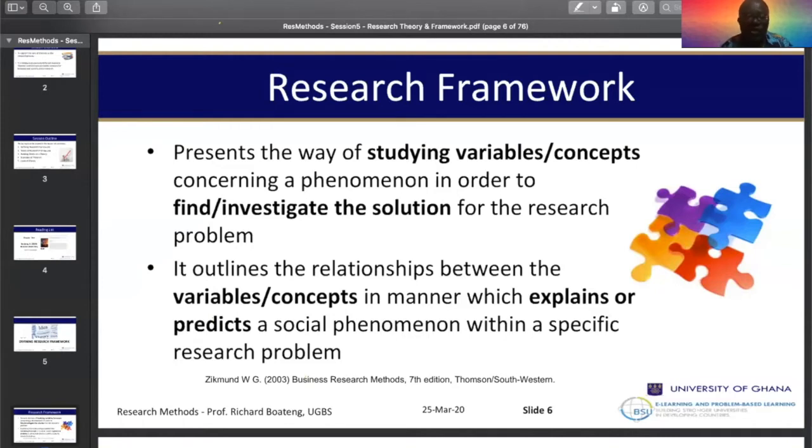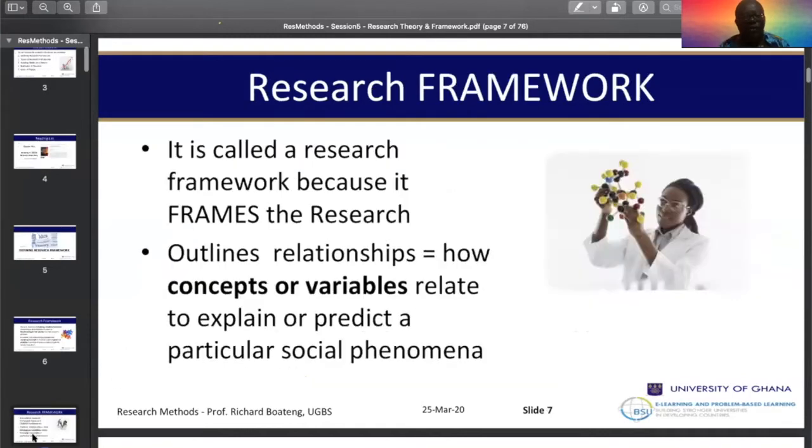So the research framework presents the way of studying the variables concerning the phenomenon in order to investigate the solution for the research problem. So let's continue on. It is called the research framework because it frames the research or gives the limits of the research, and defines what variables can come into play. For example, for the area of a land, the variables that come into play are the length and the breadth. So it tells you that these variables or concepts come into play. It also tells you the relationships between the variables. So I use that to guide me in trying to define the area of that particular piece of plot I'm trying to buy.